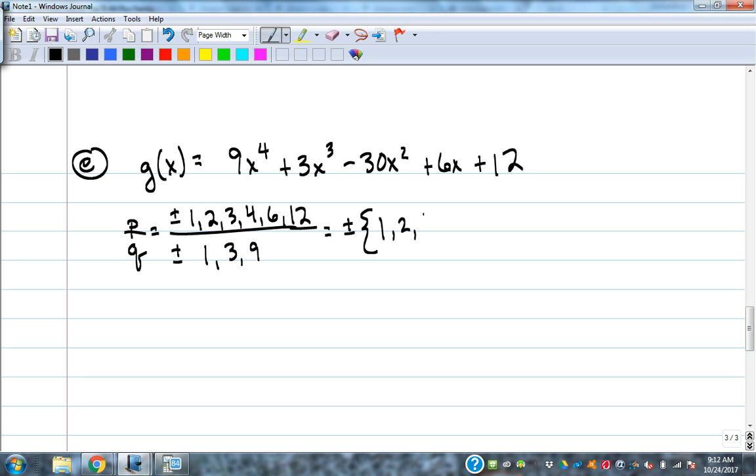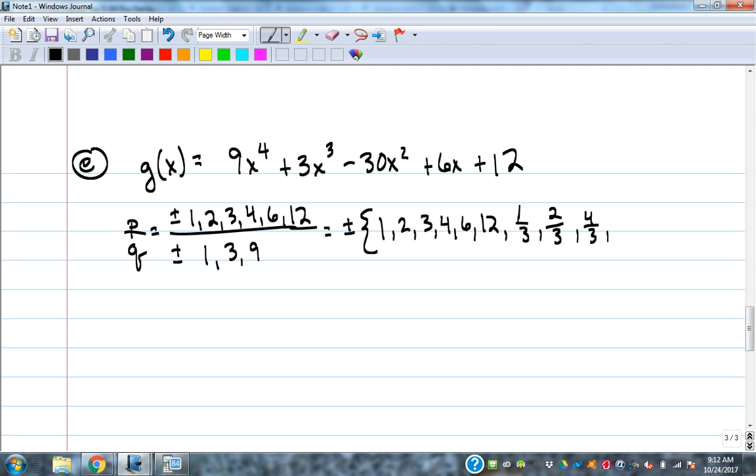So our list is going to be a little longer because we're going to have all the factors of 12. So that's dividing them all by 1. Now we can divide them all by 2. So that's 1/3, by 3. 1/3, 2/3. 3 divided by 3 is 1. We already got that listed. 4/3. 2, we've already got that listed. 12 divided by 3 is 4. We already got that listed as well.